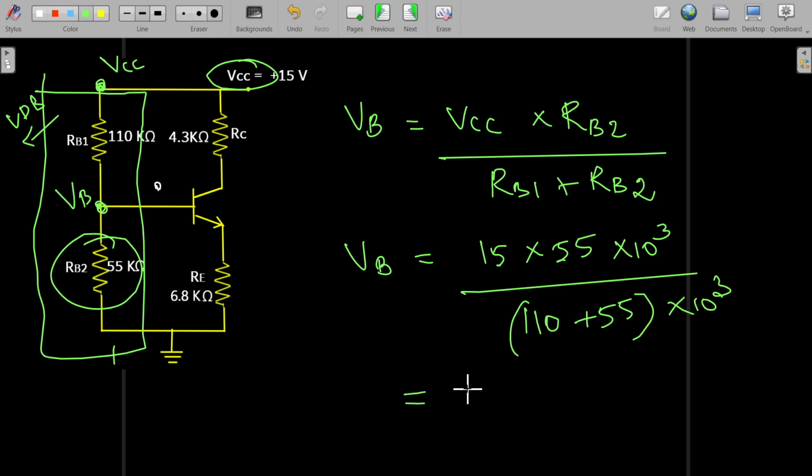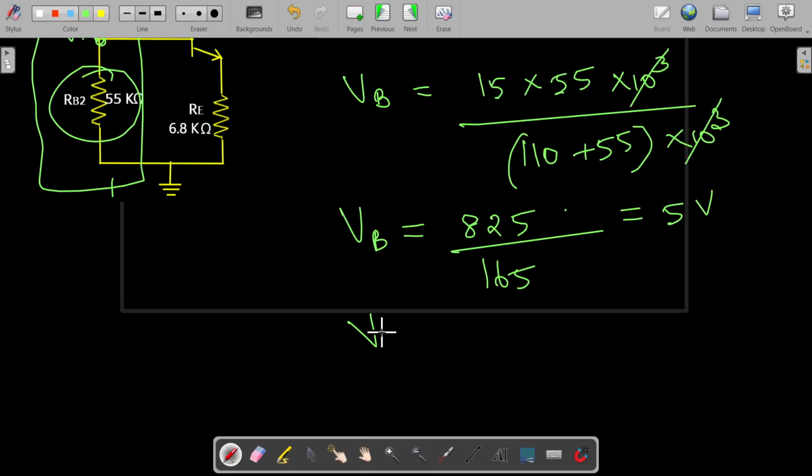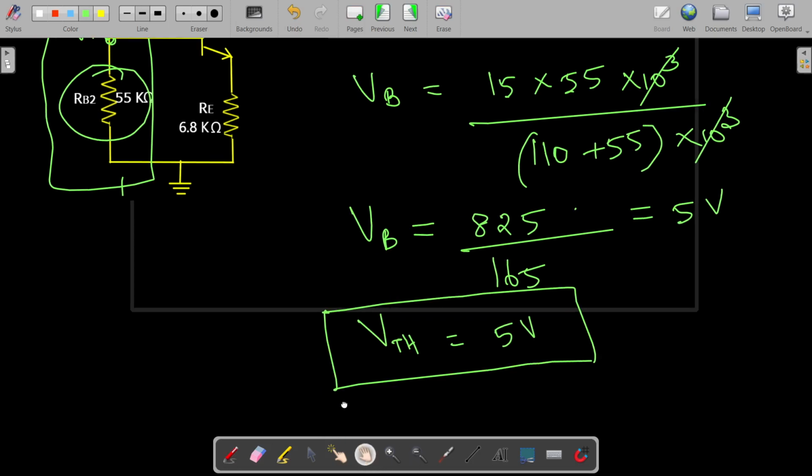So this is equal to 825, this 10 power 3 can be cancelled, divided by 165. So this value is equal to 5 volts. So VB is equal to 5 volts. That can be taken as VTH, the Thevenin's equivalent voltage. We need to similarly find out what is RB, the equivalent resistance.